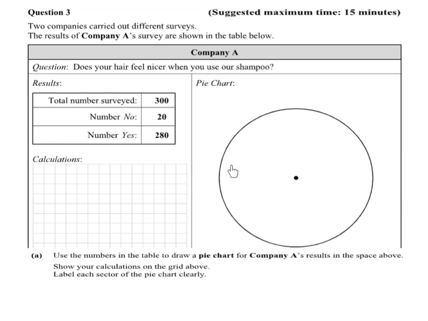We have a blank pie chart, and we have a space to do calculations. Part A. Use the numbers in the table to draw a pie chart for Company A's results in the space above. So we need to use these numbers to draw a pie chart in this space. Show your calculations on the grid above. This is where we show our calculations. Label each sector of the pie chart clearly.